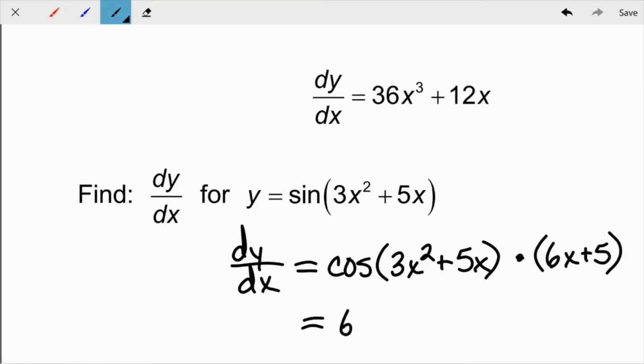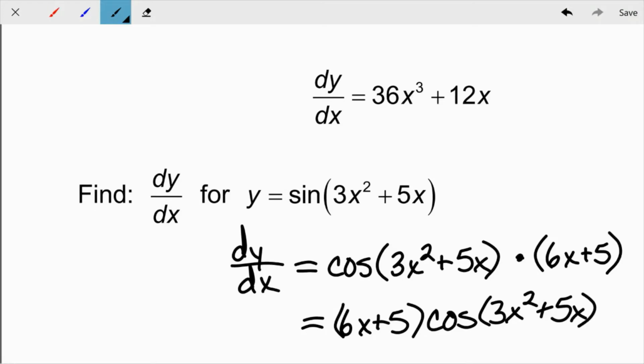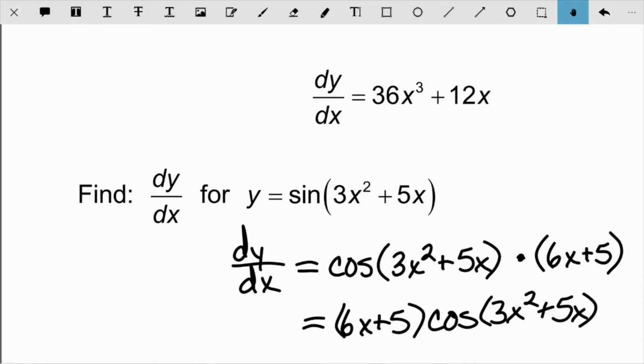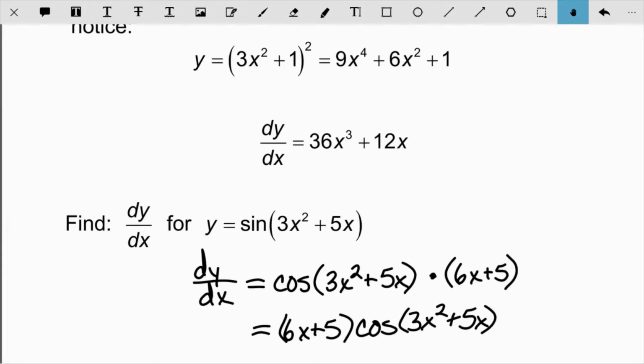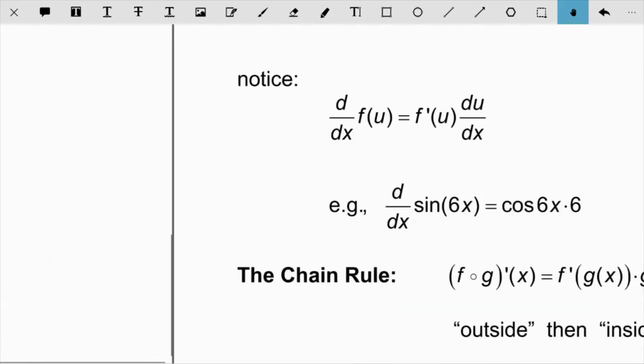I would probably write this in a different order just to make it really clear that the 6x plus 5 is multiplying to the cosine. But there's really not a lot to the process of using the chain rule once you know how to do it. Now, that one might not make total sense to you because I skipped over what I did previously, but the main thing is you take the derivative of the outside times the derivative of the inside. There can be more layers to your function, and we'll get into some problems like that later on, but we just always work from the outside in is the main idea.